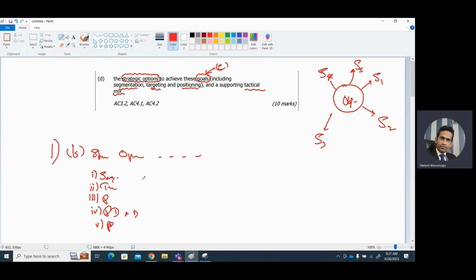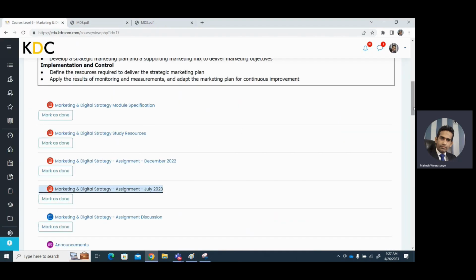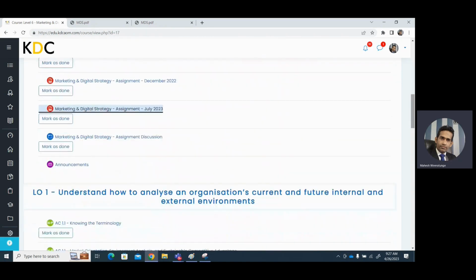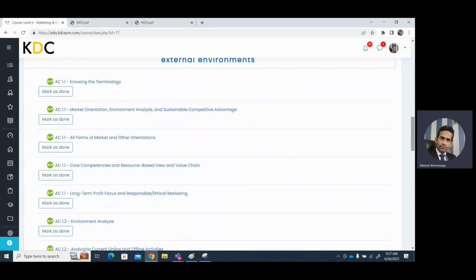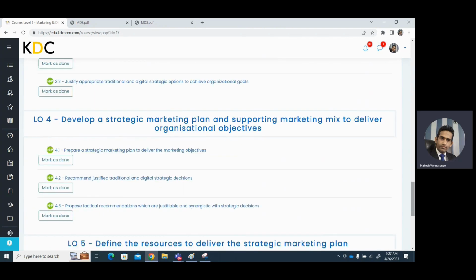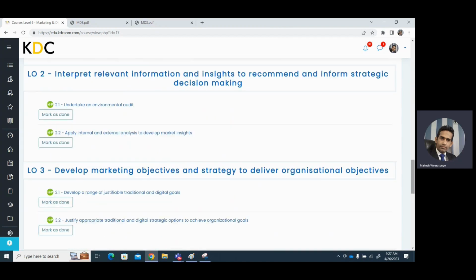So read the question once again carefully, along with these learning outcomes and the assessment criteria, along with the indicative contents, so that it will be easy for you all to go for your answer. And once you go to the KDC LMS, you have everything, right? From the beginning, you have everything in the KDC LMS, so that you can get the notes connected with each and every part of your learning outcome. So using those notes, you can build your answer.